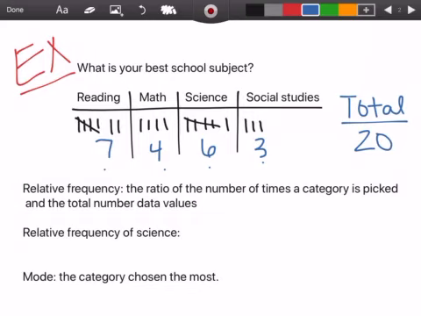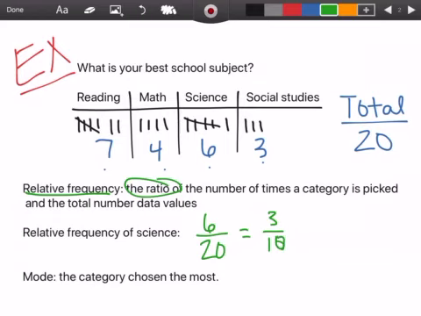So what can we do with this information? One thing we might do is find the relative frequency of the categories. This is a ratio of the number of times a category is picked and the total number of data values. So if I'm going to find the relative frequency of science, I'm going to put how many times science was picked, 6 times, over the total number of data values, which is 20. I could now simplify this fraction. So if I simplify this, they can both be divided by 2, and I would get 3/10.